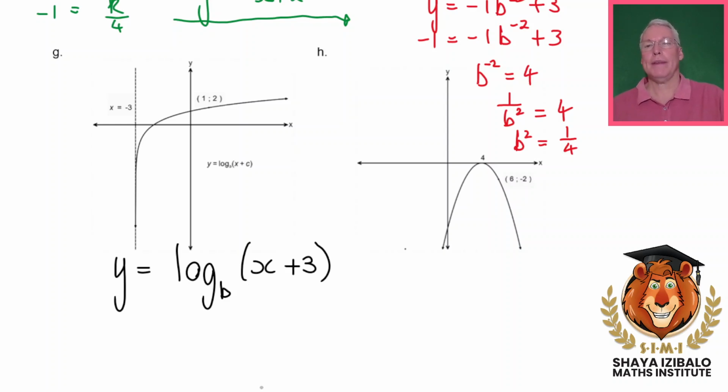Okay, now the last thing we're going to do is find out what our base is. We're expecting our base to be bigger than 1, and the way we're going to find our base is to substitute in this point, right? So we're going to get 2 equals log base b of 1 plus 3.